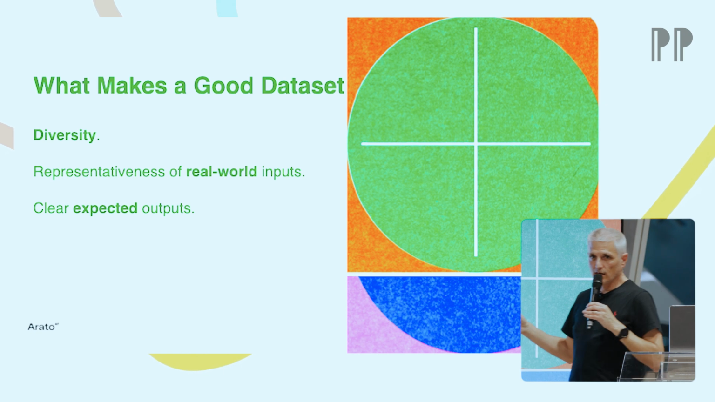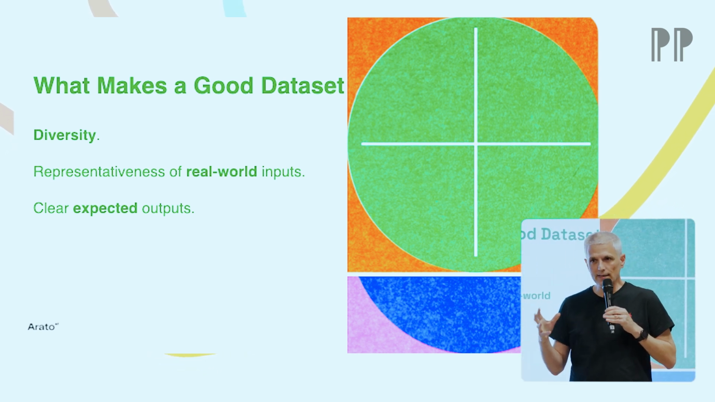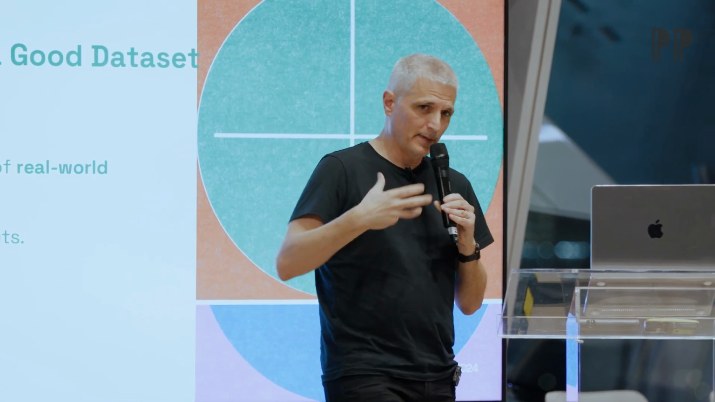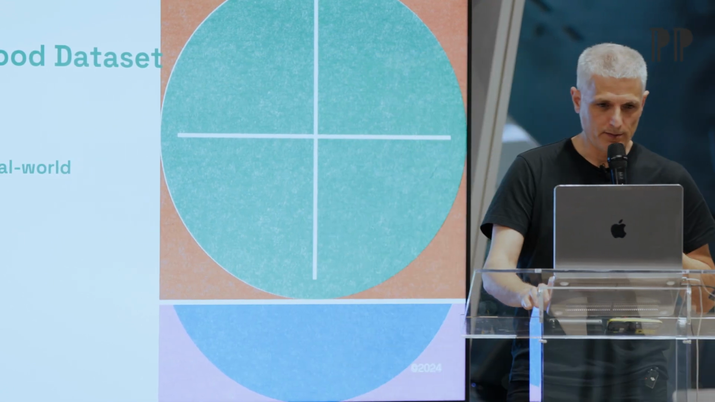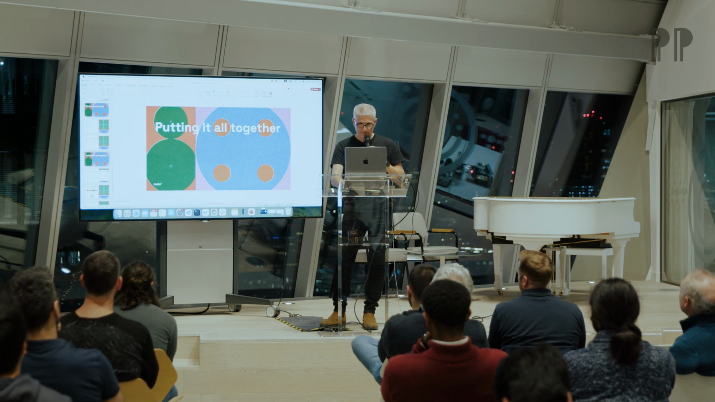Clear expected outputs. I know it's not trivial, and actually for some of the evals, we don't know it. We don't need expected outputs, right? To check if the bot answered in a polite way, we don't need an expected output, but for similarity, it's a must. So if you want to compare against an expected result, you better have one. So let's put it all together to a test.